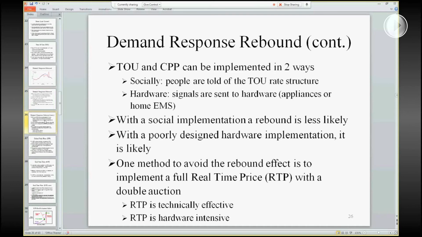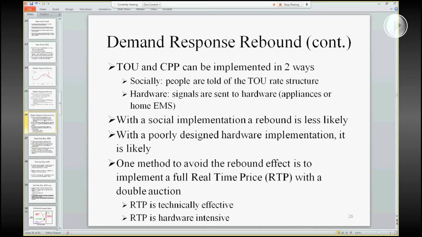And of course, like I said again, time of use and critical peak pricing can be implemented in two ways, both socially or in hardware. We are trying to make it flexible enough to combine both of these into GridLAB. But one thing that's a little bit difficult with time of use critical peak pricing is that it's not always reliable, in terms of if you don't get as much response as you need, or over time consumers don't respond as much as they used to as they get used to the new pricing system. And of course, if there are poorly designed hardware implementations, then you can start getting rebounds and things like that.